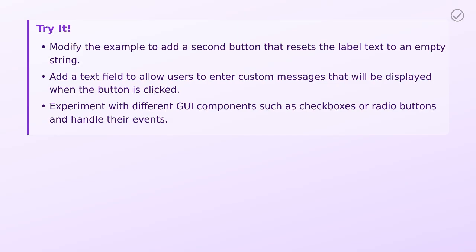Go ahead and work through this exercise. First, modify the example to add a second button that resets the label text to an empty string. Next, add a text field to allow users to enter custom messages that will be displayed when the button is clicked. Also, experiment with different GUI components such as checkboxes or radio buttons and handle their events.